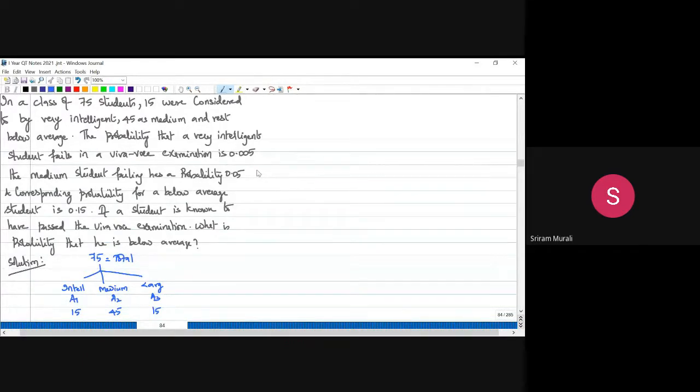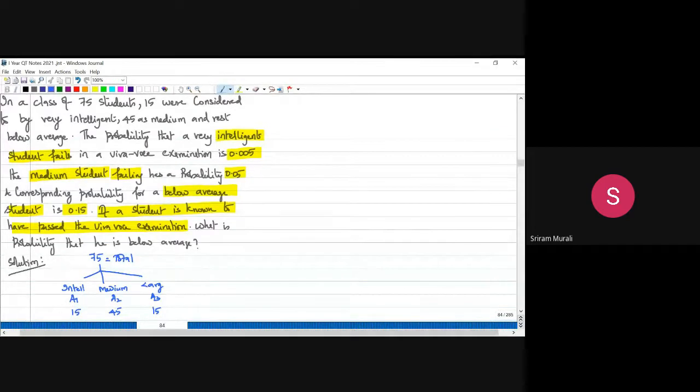Look at the problem. It is a conditional probability. It is given that he has cleared the examination, but the probabilities given are for failing the examination: intelligent student to fail is this, medium student to fail is this, and below average to fail is this. You are now given passing the examination, so it is a paradox. You have to convert these failing chances into passing probabilities, then only can you start this problem.